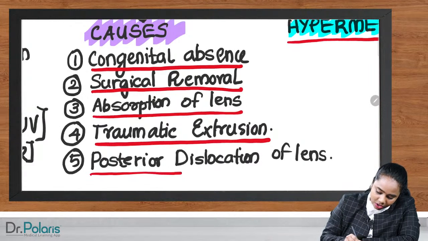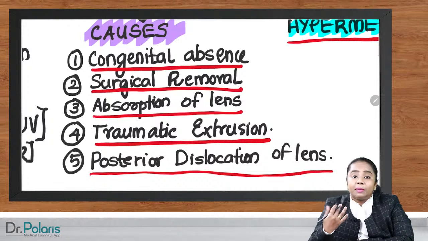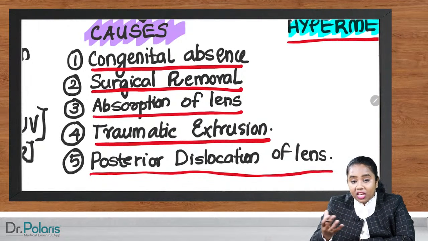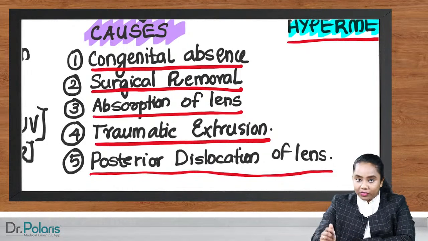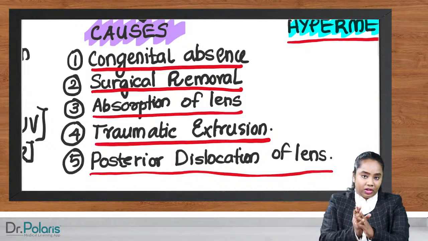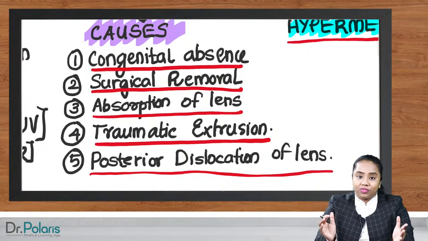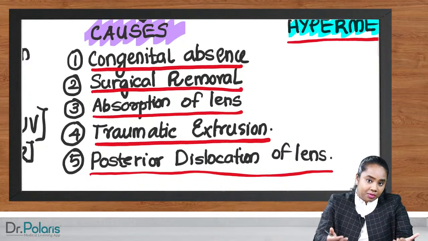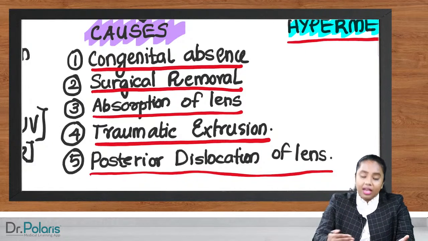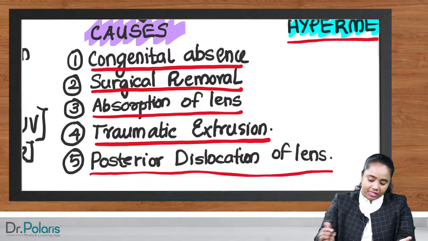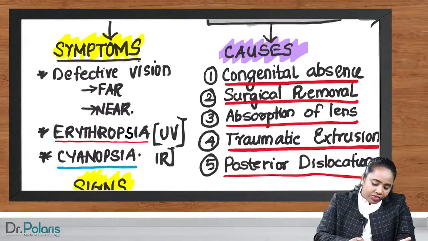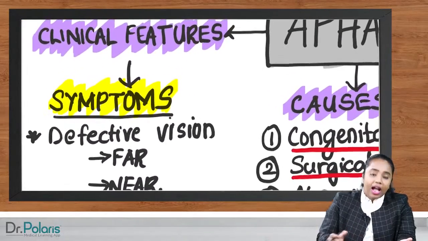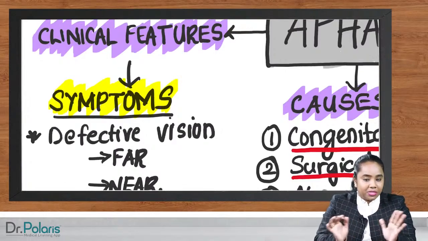Finally, a posterior dislocation of the lens. Because of any cause, there can be a variation in the position of the lens as well, so it is going to be a posterior dislocation of the lens. So basically we will be discussing five causes. The first one is a congenital absence of the lens. Surgically, you remove the lens, making the patient aphakic, then absorption of the lens matter, then traumatic extrusion, as well as posterior dislocation of the lens. These are the five important causes of aphakia. Now, coming to the clinical features. Under the heading clinical features, we know there are symptoms and signs.